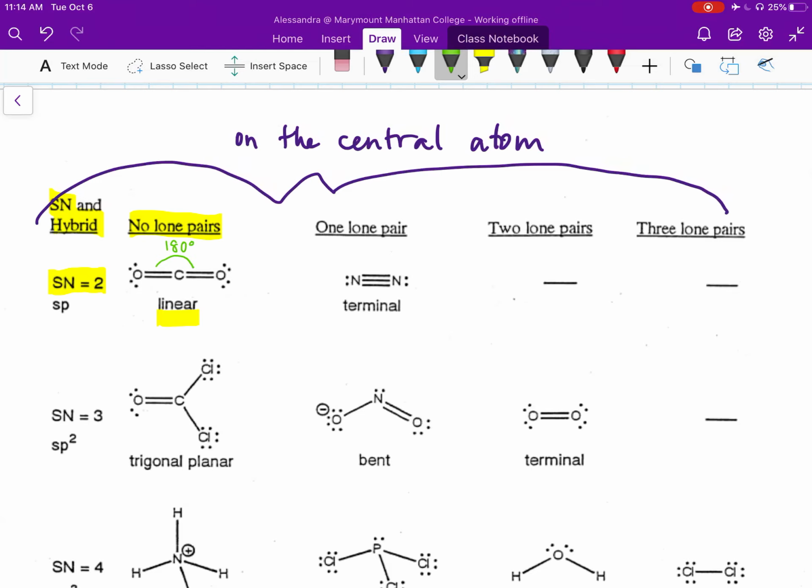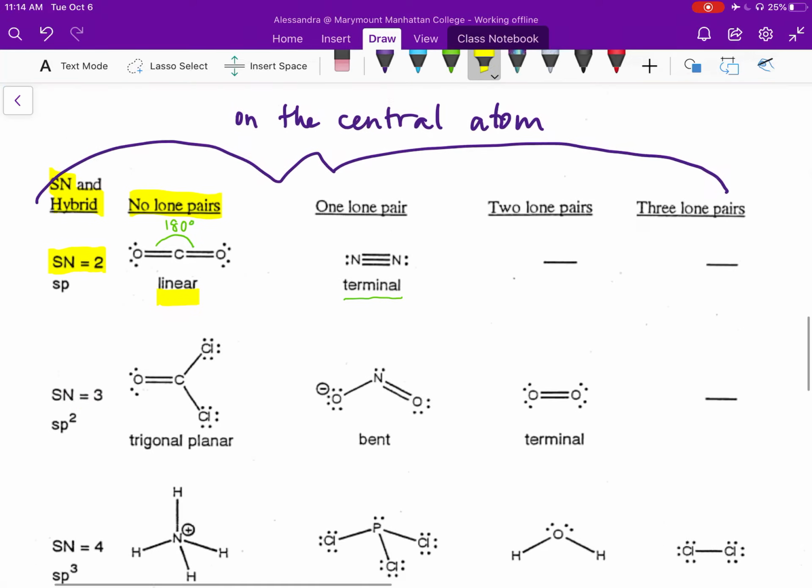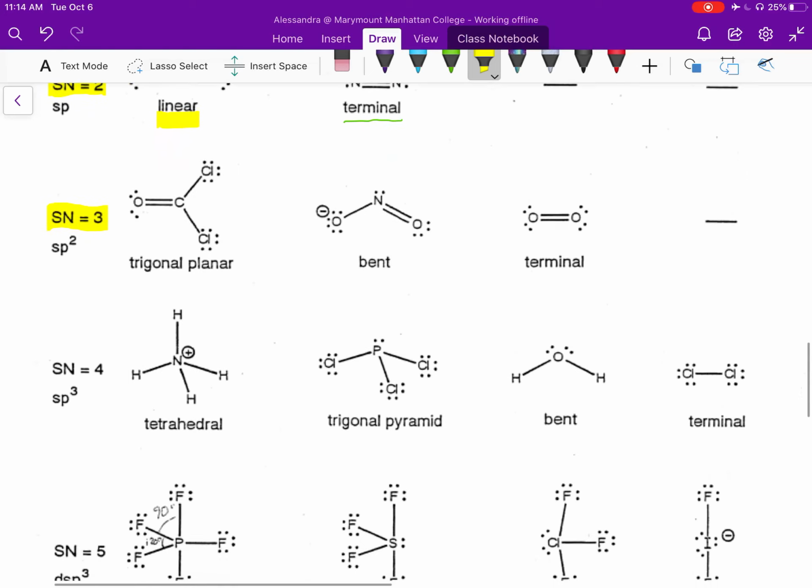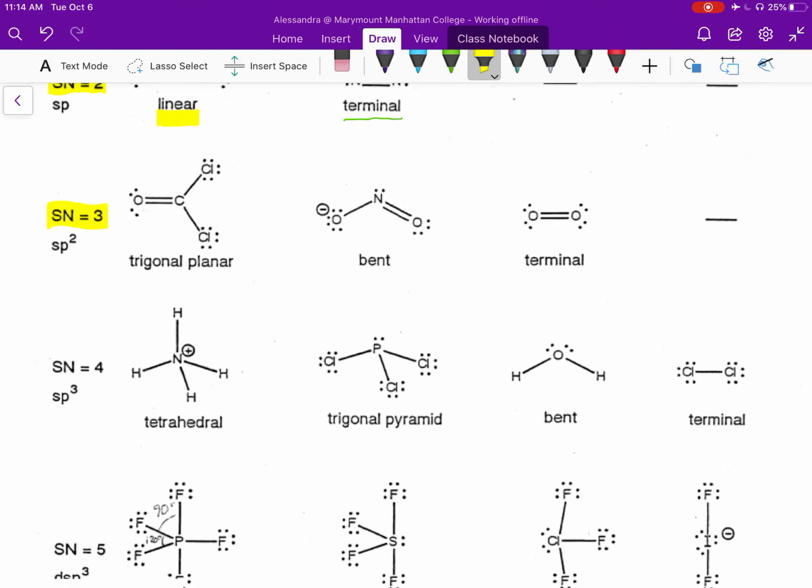So when you have a substituent number of 2 and no lone pairs on the central atom, you just get a straight molecule with a linear geometry. Now, if there's one lone pair and one bonding region, then you just have a diatomic molecule that is also straight, and we just call that terminal. All right, so in the next example, let's look at what happens when we have a substituent number of 3 on the central atom. For example, in this molecule here, you have carbon bonded to oxygen and 2 chlorines. Now, in that situation, you end up with a trigonal planar geometry.